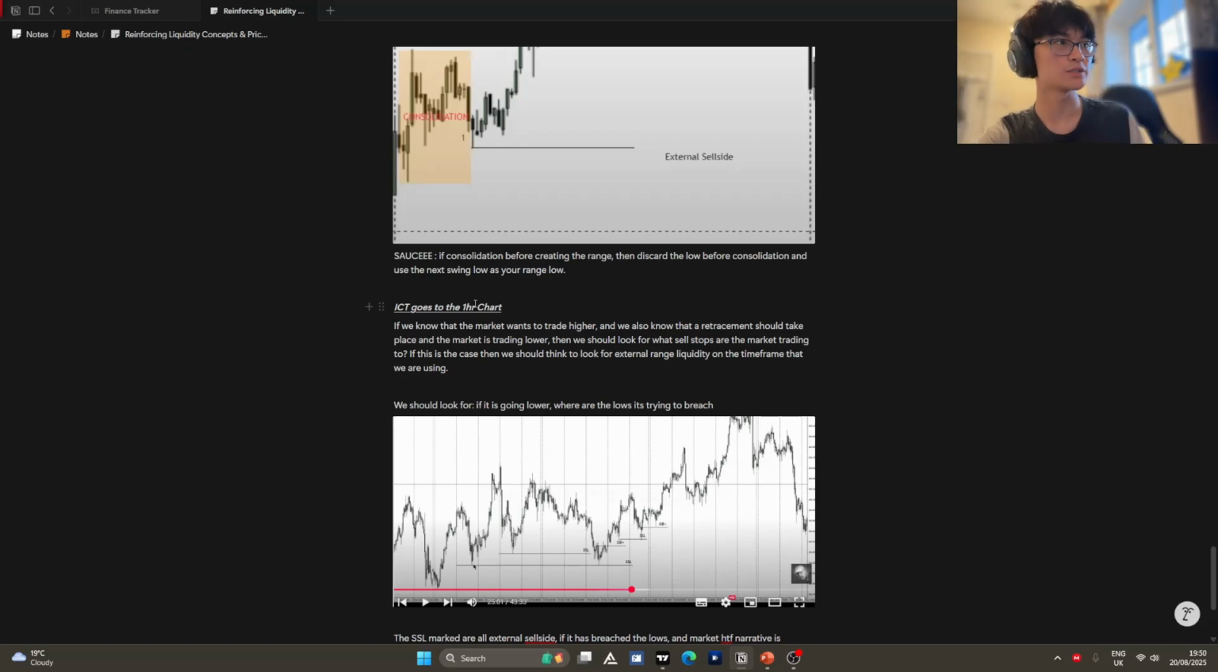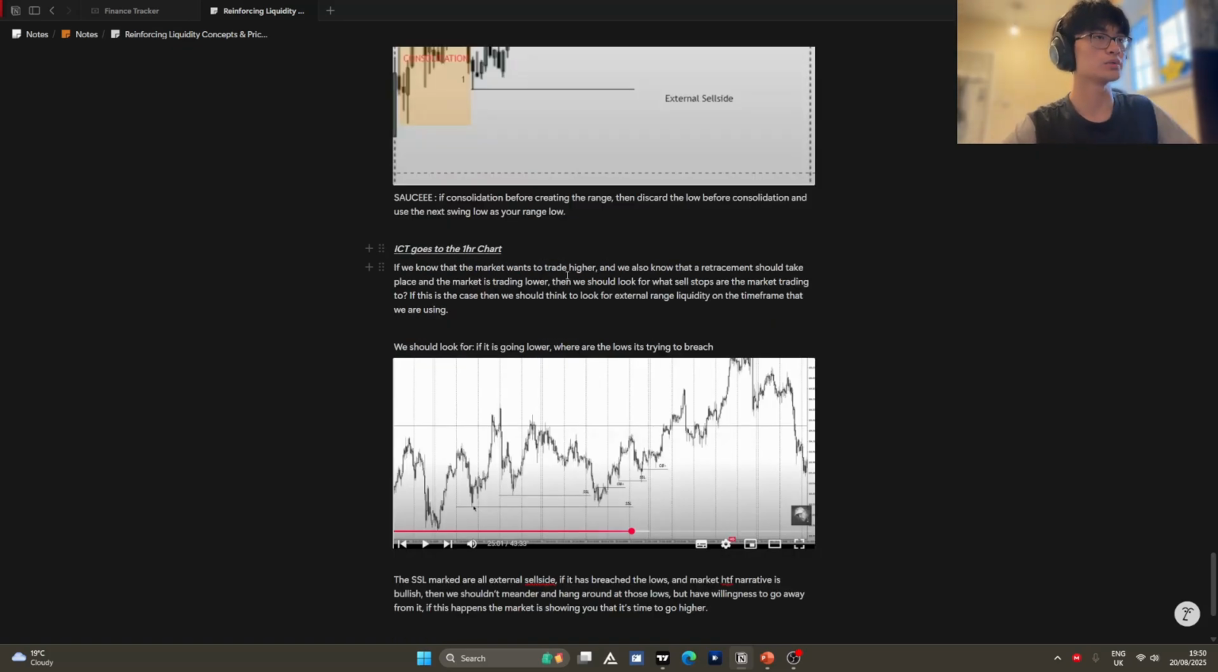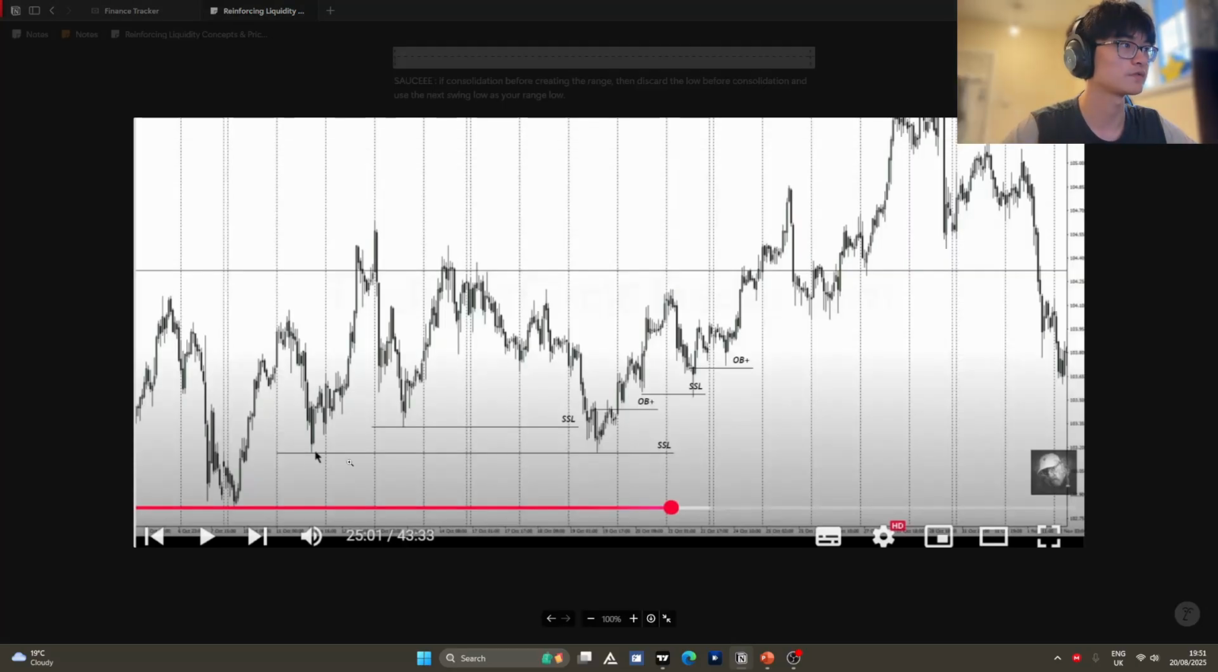ICT goes to the 1 hour chart. He says, if we know that the market wants to trade higher, and we also know that a retracement should take place and the market is trading lower, then we should look for what sell stops the market is trading to. If this is the case and we are going lower, then we should look for external range liquidity on that time frame we are using. So go up here. This is your external range liquidity. We take out external again, come lower, and then this is your sell side liquidity.